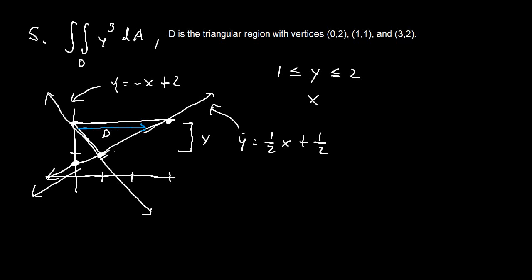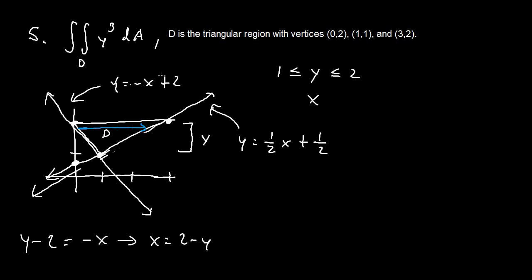But the problem here is that since these are x bounds, they need to be in the form x equals, not y equals. So we go ahead and take each of these equations and solve for x. Let's start with y equals negative x plus 2. If I subtract over the 2, we get y minus 2 equals negative x. And if I divide by the negative, we'll get x equals 2 minus y.